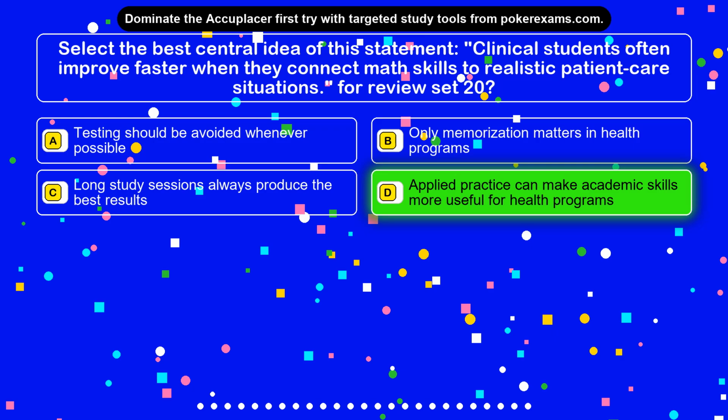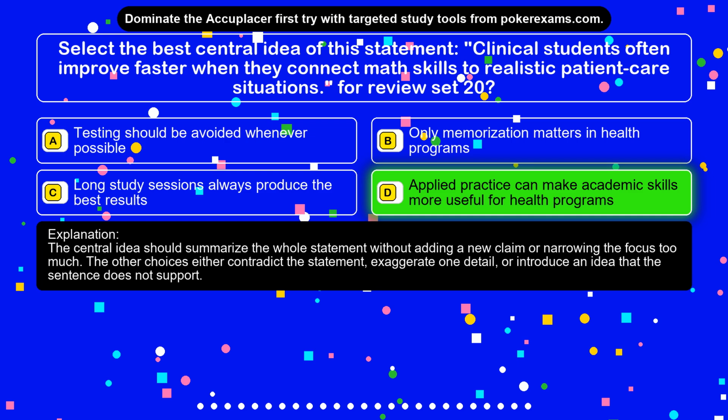The correct answer is option D. Applied practice can make academic skills more useful for health programs. The central idea should summarize the whole statement without adding a new claim or narrowing the focus too much. The other choices either contradict the statement, exaggerate one detail, or introduce an idea that the sentence does not support.